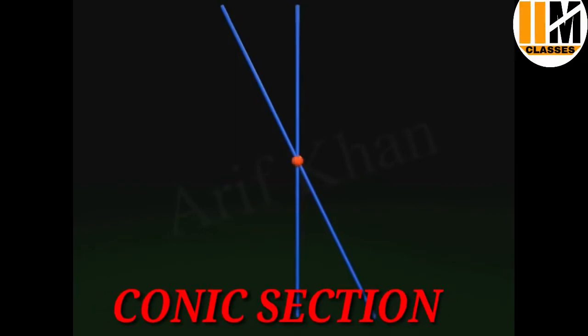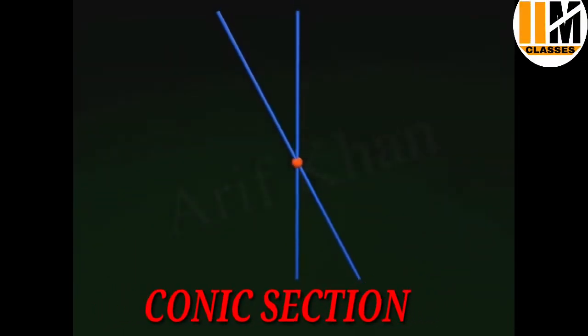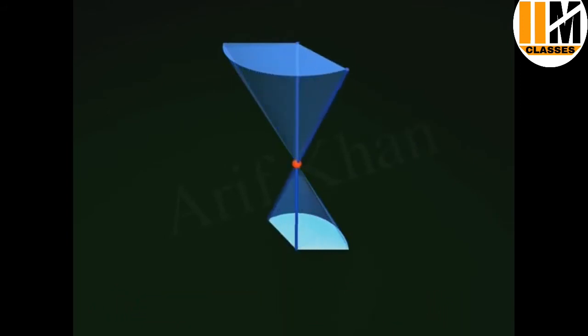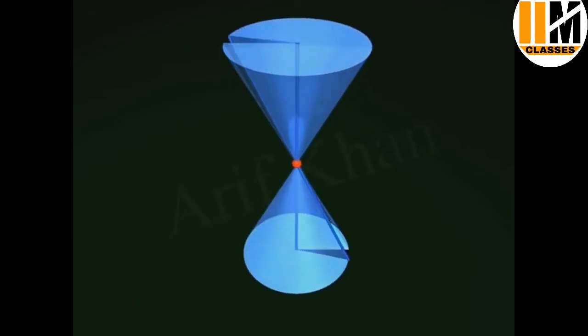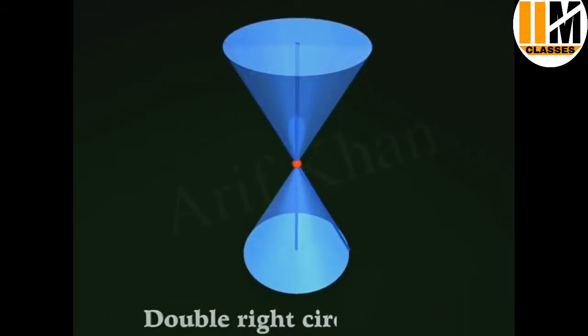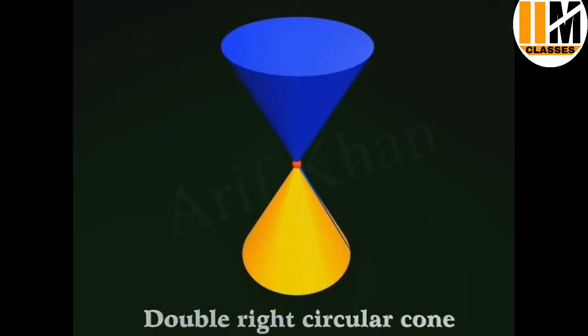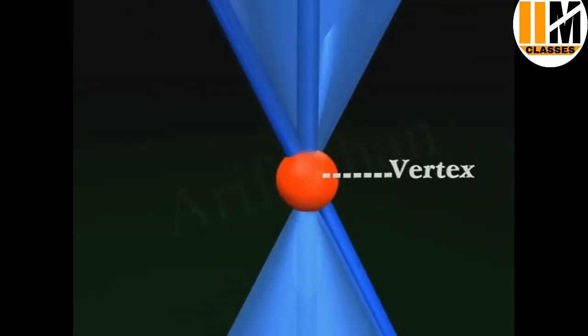A straight line intersects a vertical line at a fixed point and rotates about that fixed point. The surface obtained is called a double right circular cone. A double right circular cone consists of two cones joined at a fixed point called the vertex.